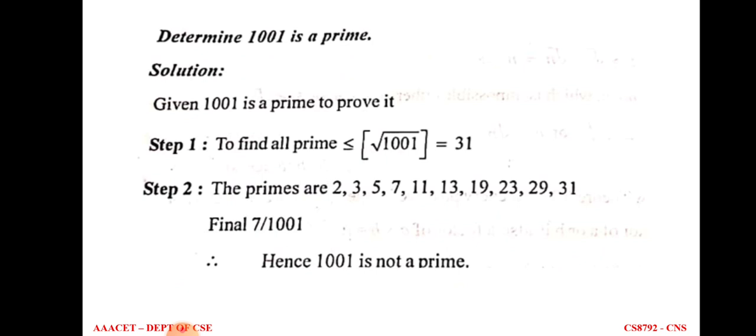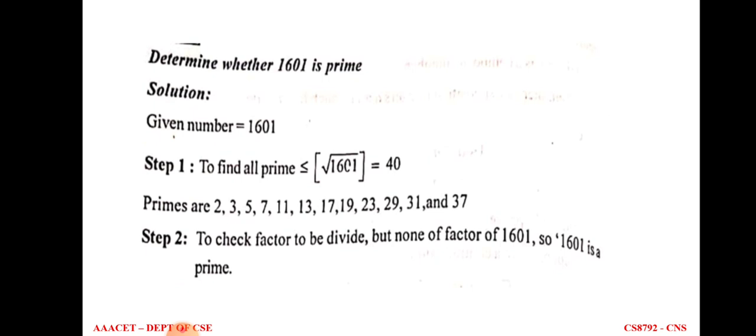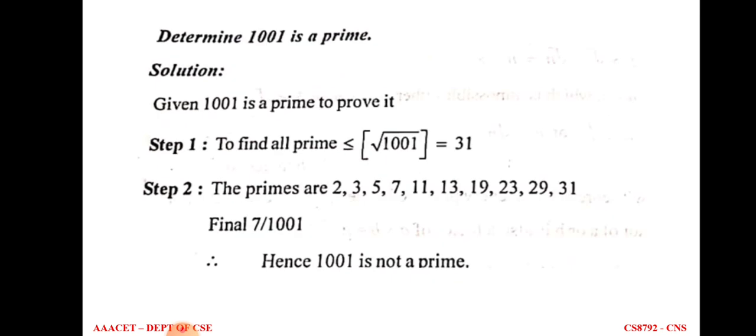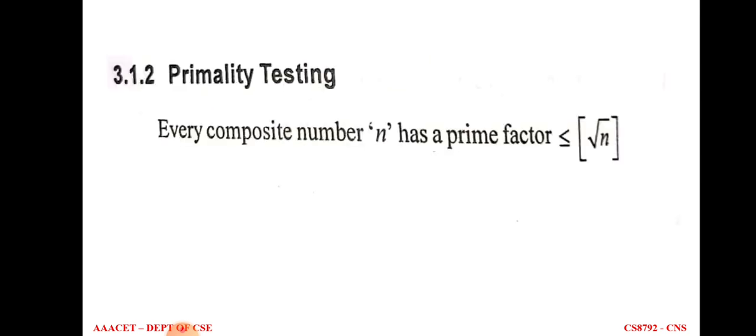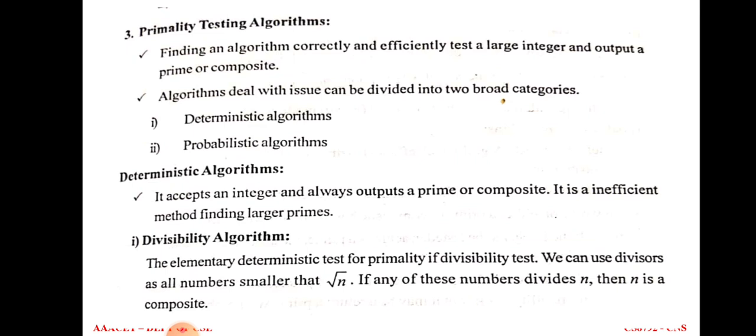So the given number should satisfy the above two steps, then only the given number is a prime number. In the above example, the number should satisfy both conditions, then only it is a prime number. But here the number 1001 satisfied the first condition but does not satisfy the second condition, so the given number 1001 is not a prime number. So this is the concept of primality testing. By using this rule, every number has a prime factor less than or equal to root n. So we are using some algorithms for primality testing.